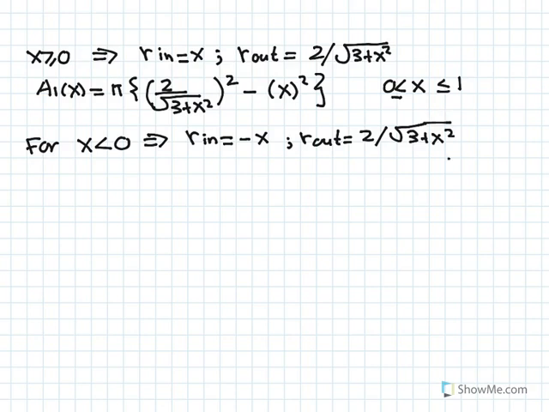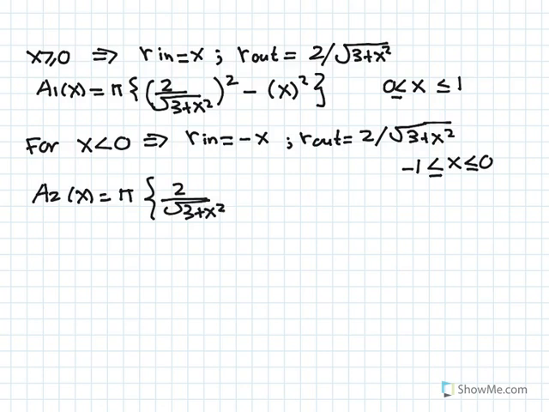And this is for x between 0 and negative 1, for negative values of x. So a cross-sectional slice A2 of x is going to be pi times outer radius squared, 2 over root of 3 plus x squared, all squared, minus inner radius squared, that's minus x, all squared. So we have to do it in 2 stages, 2 pieces, and add up 2 integrals.